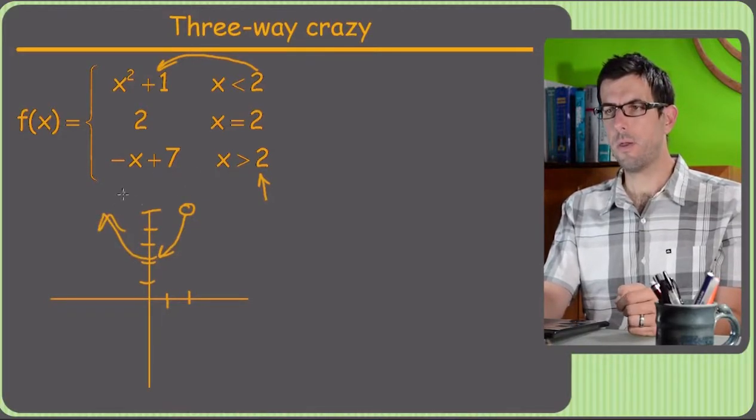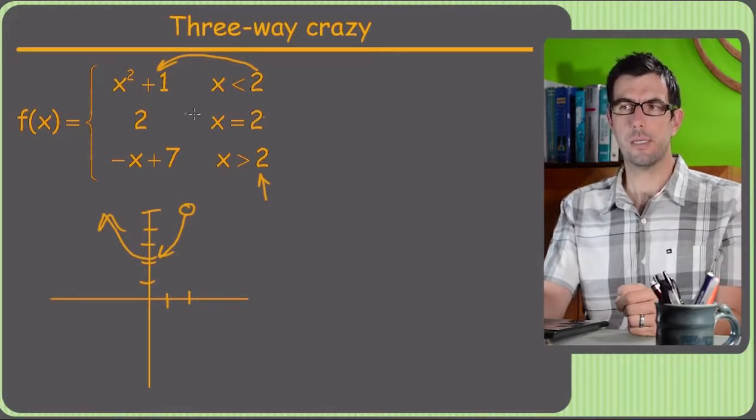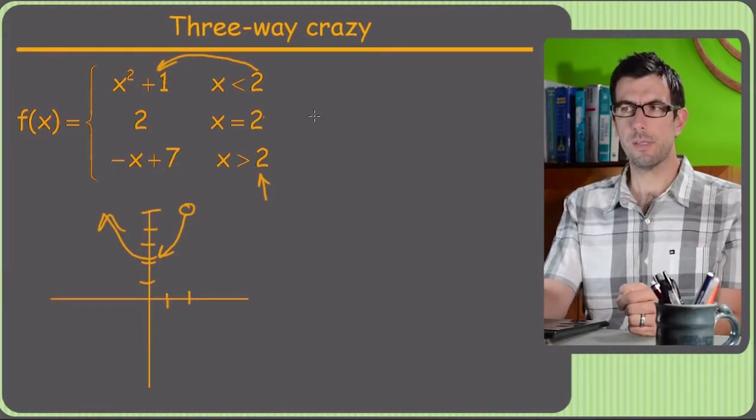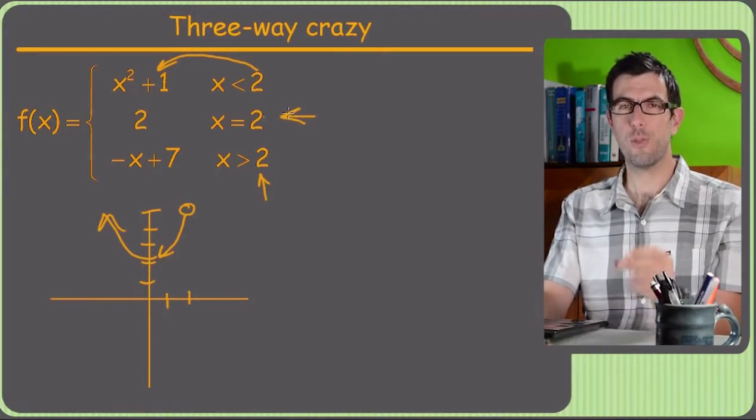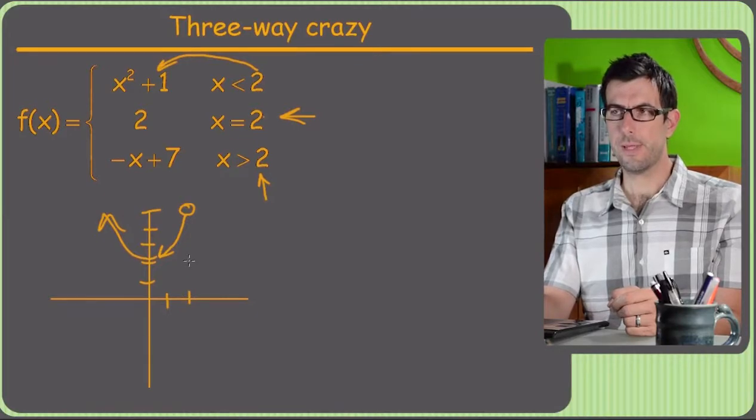All right, so then we got at 2. So what happens at 2? Well, let's see. At 2, we got 2. So that's weird. This middle line of the function is only giving us the point 2 comma 2. Seriously weird. So that is right here.